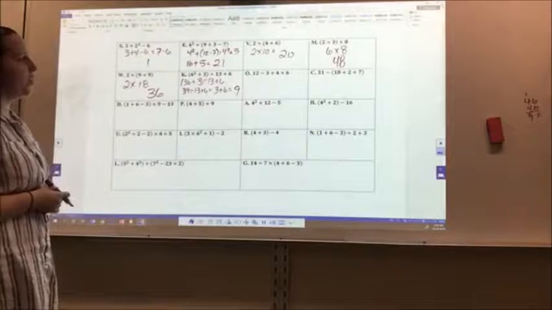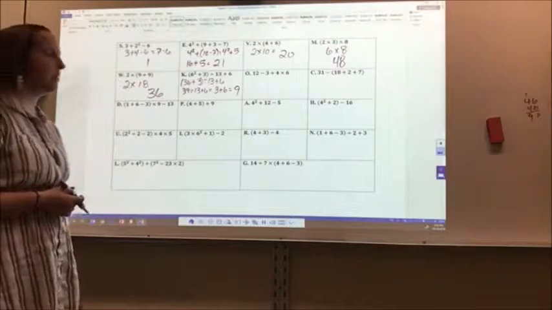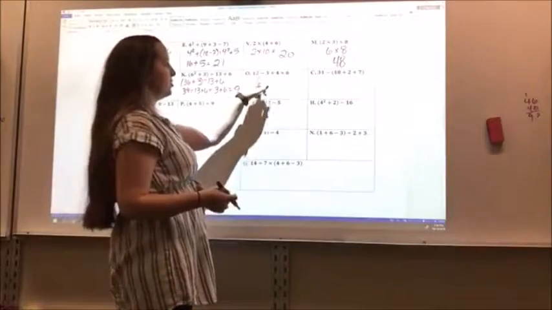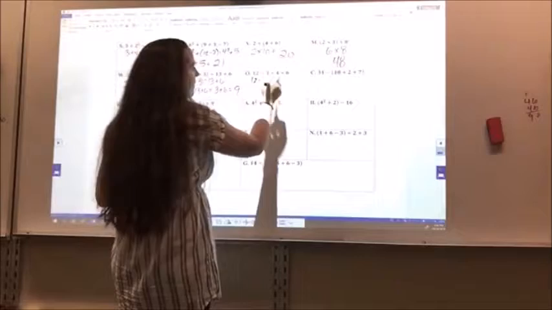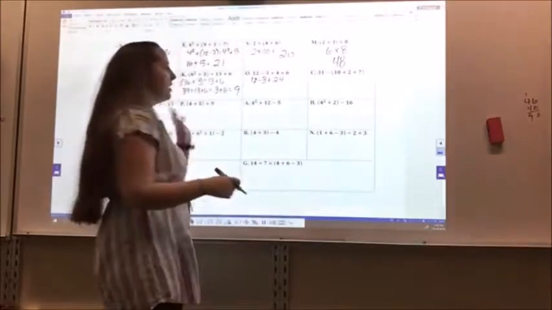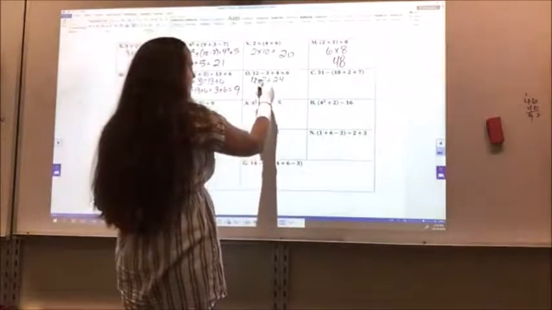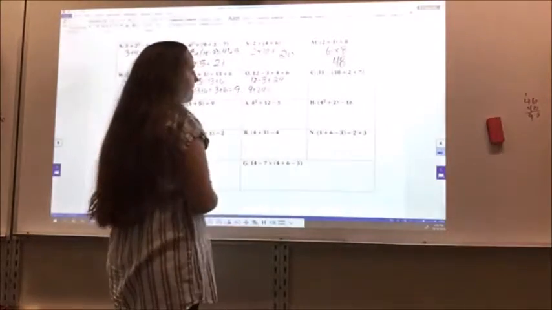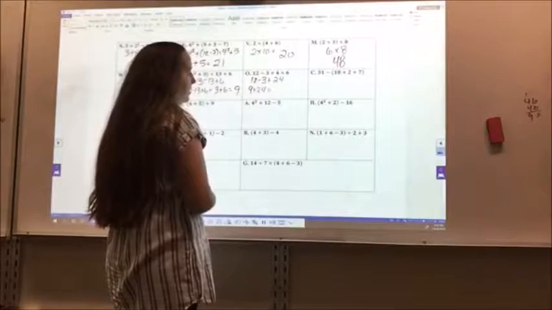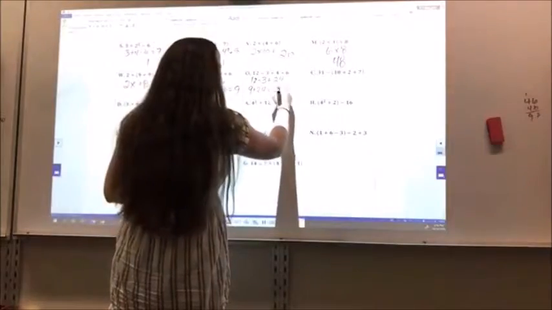The next one, O, 12 minus 3 plus 4 times 6. So again, I use PEMDAS. I skip through subtraction and addition. I go to the multiplication. 4 times 6 is 24. And then I go back to the beginning and I go from left to right. 12 minus 3 is 9 plus 24. And then this will give me 33.